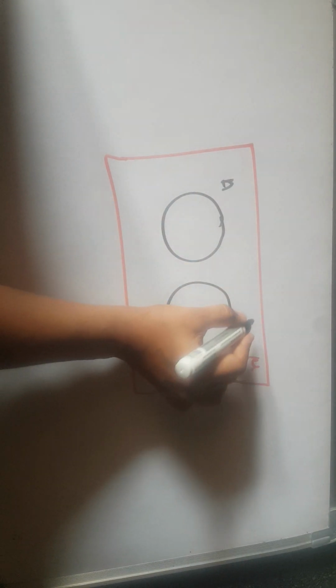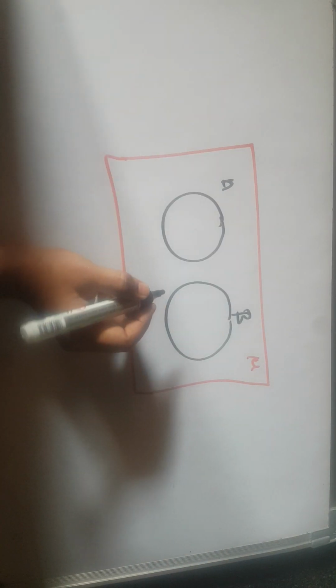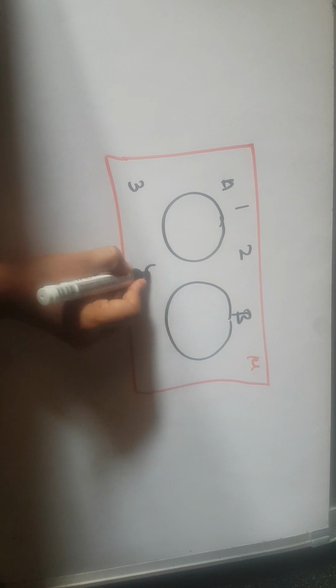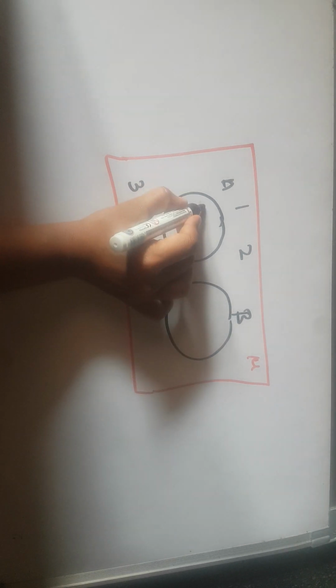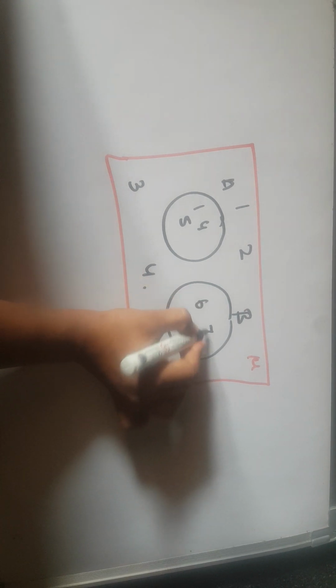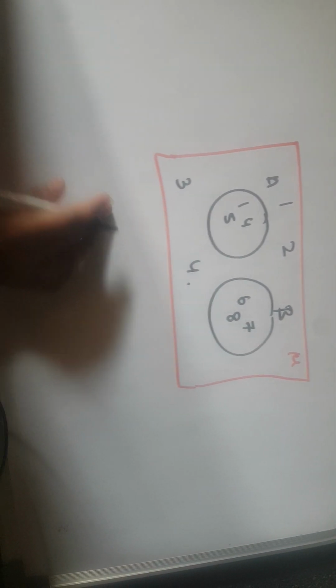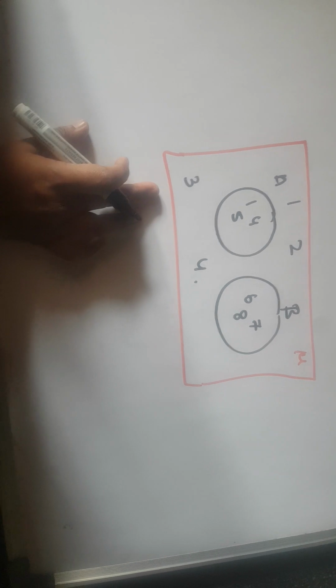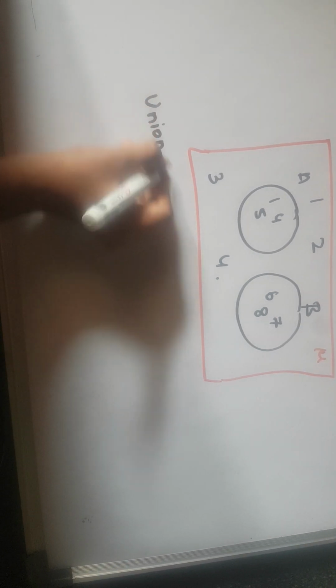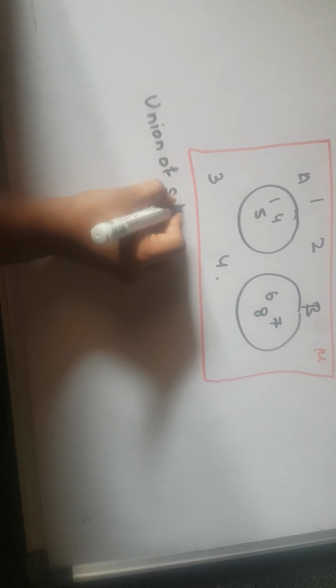A and B. These are two subsets. A is 1, 2, 3, 4, and B is 1, 4, 5, 6, 7, 8. You can write this. Now take this as union. Now I'll explain the concept of union of sets.